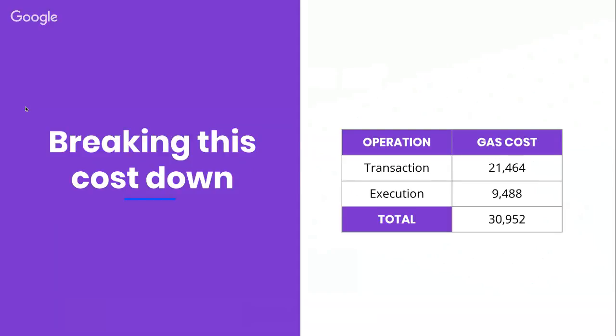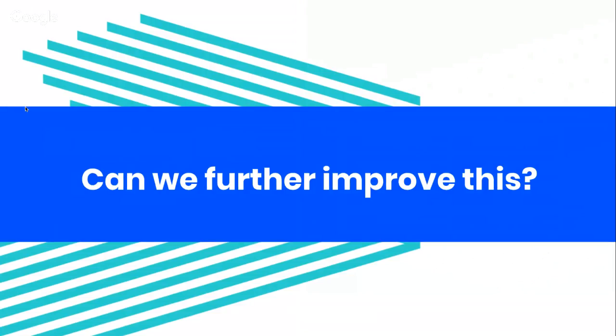Breaking down this cost, we can see that the transaction cost is still a large part of the total cost. And the way this contract works right now is that every user that votes makes it so that the backend sends one transaction to the blockchain. And as you can see here, 2/3 of the cost is the transaction alone. So there is still room for improvement.